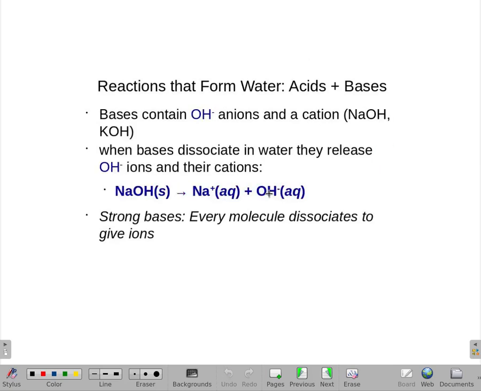Our bases are the same type of thing. They're just soluble hydroxides, though. And if you remember our solubility rules, that does mean that most things in group 1, like Na and potassium, are going to be bases. They're going to be strong bases because they dissolve totally. And most of our common strong bases are just anything in group 1 with OH.